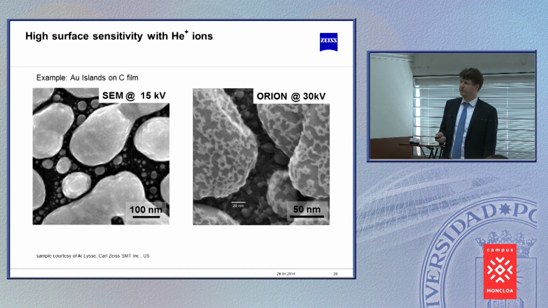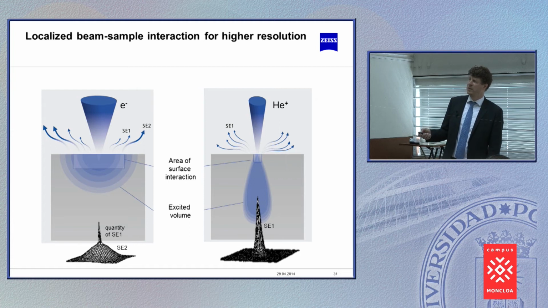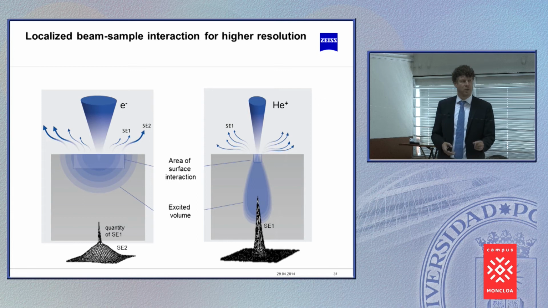So, and why is this so? When we now compare the SEM, the electron interaction with the sample, and the helium interaction with the sample, you see that the area of the surface interaction is much bigger than with the helium ions. The excited volumes produce a lot of secondary electrons in the lateral dimension, which is much smaller for the helium ions. So they penetrate deeper into the material, but the area of surface interaction is very small. So this will cause this high resolution of the surface.